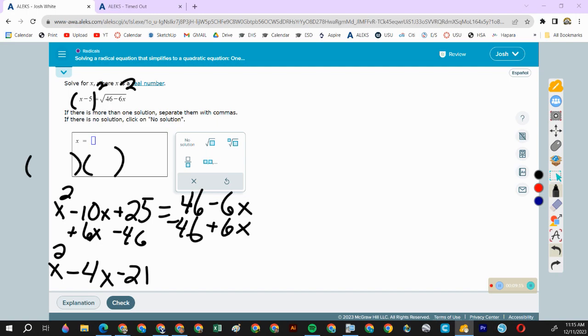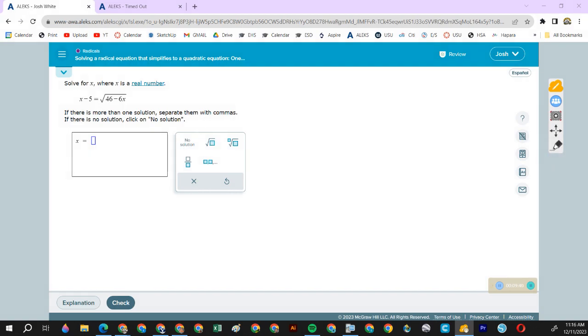So that is x minus 7 and x plus 3. So x equals 7 and -3. Are those okay? 7's fine. -3 is not. What if they both don't work? It's no solution. Yep. Okay.